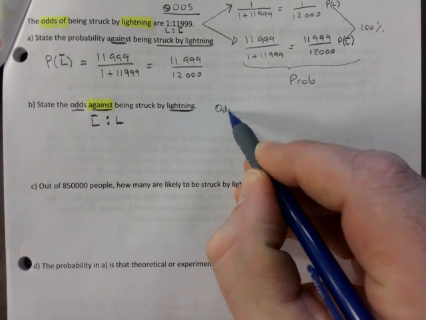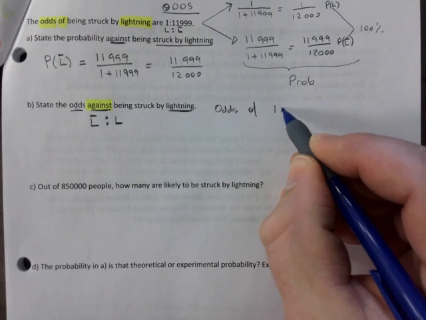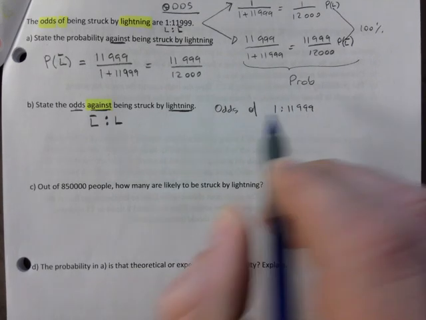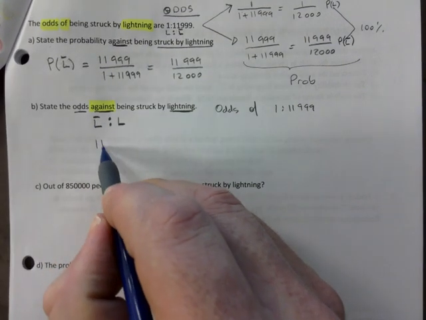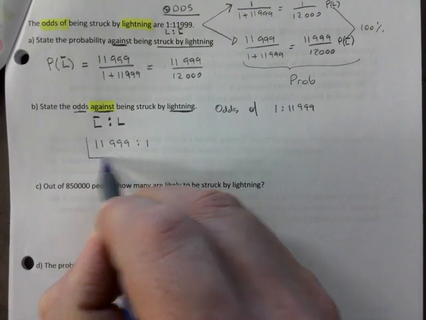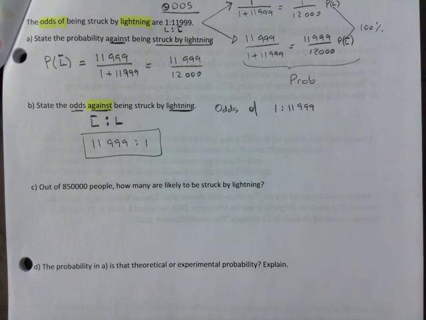Here, I'll do it one more time. Odds of would be 1 to 11,999. Odds against is the exact opposite. All you do is flip the original. So if you have odds, just flip the original.